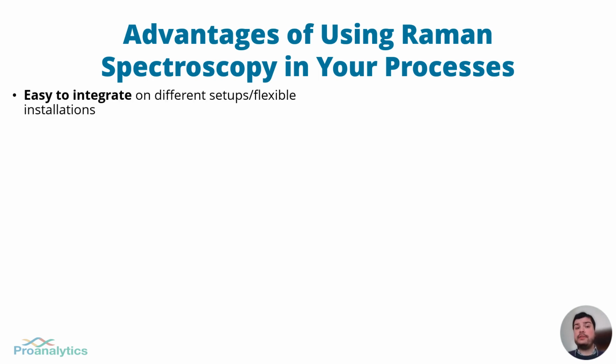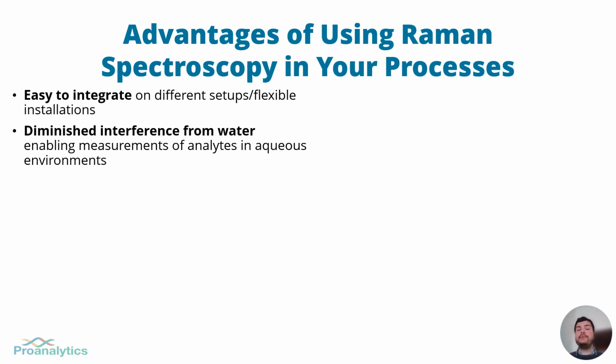Raman spectroscopy instrumentation is very easy to integrate on different setups, with options such as immersion probes in bioreactors, vessels, and slipstreams, as well as large volumetric probes in manufacturing systems and non-contact probes for non-contact detection. Fiber optic cabling and multiplexing enables flexible installations. Raman spectroscopy has an inherent advantage of being able to measure analytes in aqueous solutions due to the diminished interference from water, resulting in more accurate measurements than the other online and inline spectroscopic and non-spectroscopic analysis techniques.